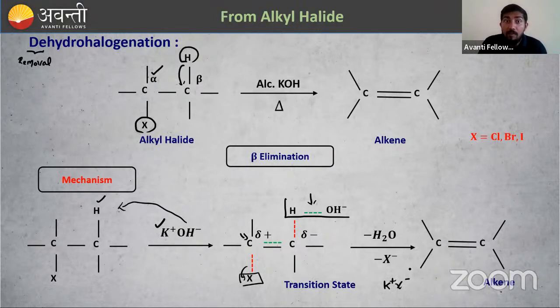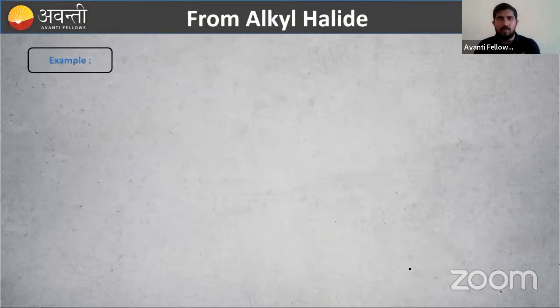This is alcoholic KOH, and we are heating. This is an elimination reaction. We are eliminating, dehydrohalogenation, we are removing that. So that is the mechanism for that transition state. So OH is coming, making friendship. At the same time, the bond between carbon and hydrogen is getting weakened. Then a new carbon-carbon bond is getting formed. Then the carbon-halogen bond is getting weak. So that is formed, not directly. That is known as the transition state. We will study about the transition state next year also, right?